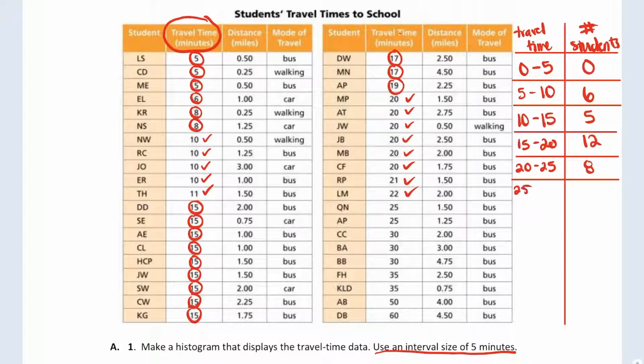Next interval is 25 to 30. I count any numbers between 25 and 30, but not including 30. So that's 1, 2, that's it. So there are 2 students. Keep going up. We're going 30 to 35, not including 35. So here we have 1, 2, 3. Okay. Next interval is 35 to 40. I count 1, 2.